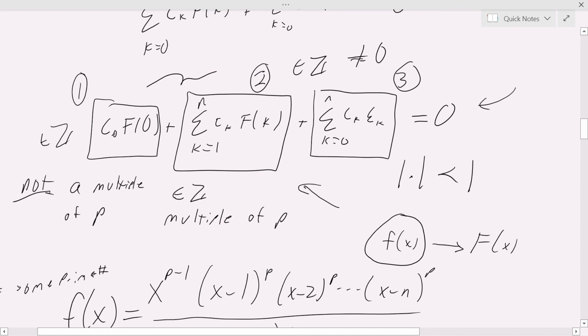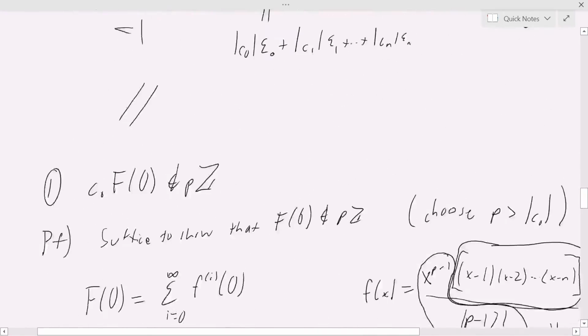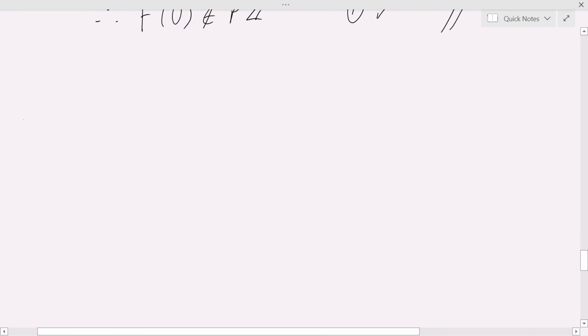So lastly, we want to prove item 2, which is saying that the sum of the ck/fk's from k equals 1 to n is an integer which is a multiple of the prime p. So let's come back down here one last time to prove that item. And the structure of this part of the proof is going to be remarkably similar to the proof of item 1.